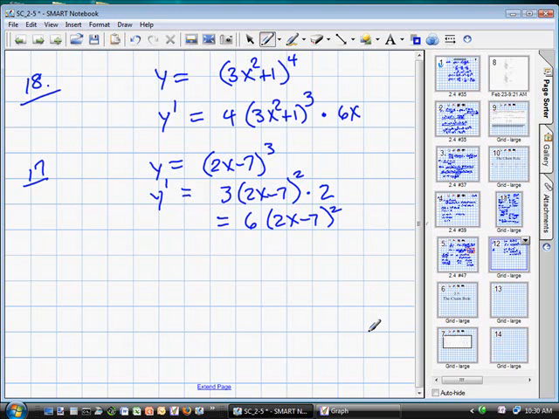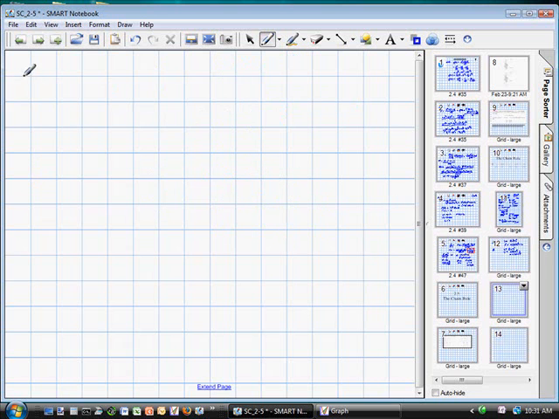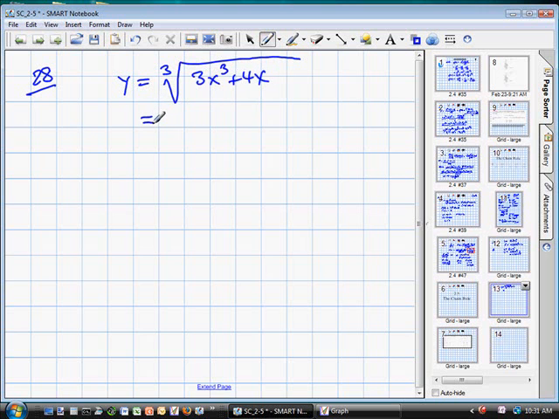I want to do number 28. Okay, 28. We have y equals the cube root of 3x cubed plus 4x. Now here, I and the book would encourage a rewriting. I would think of this like this.